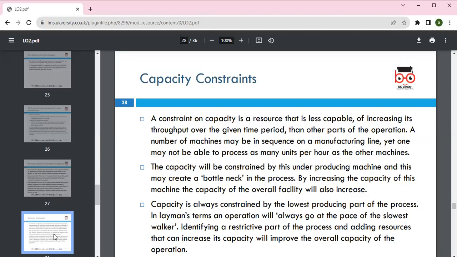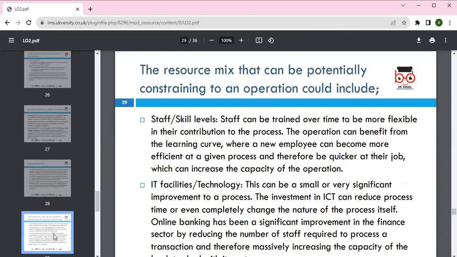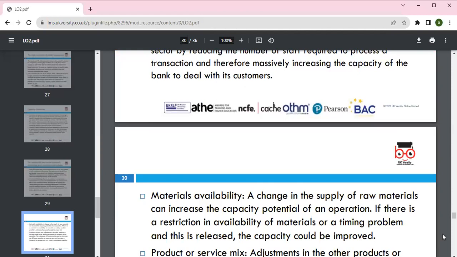Capacity constraint can be the lowest producing part of the process. Yes, in layman's terms in operations, which we can look around. Okay, the resource mix can potentially be constrained in operations. We can mix the resources and try to achieve the desired objective. Resources can be staff, resources can be technology, and we can use these to achieve the objective. We need planning for it.